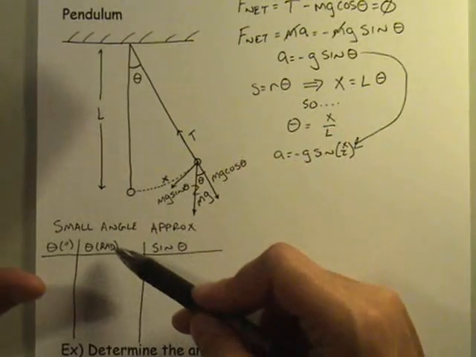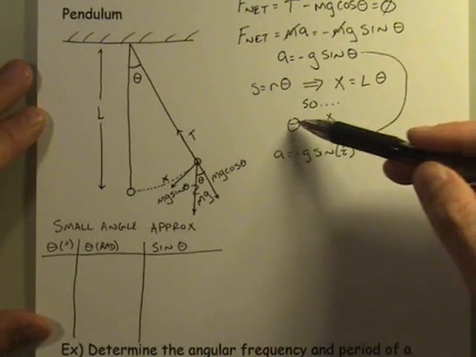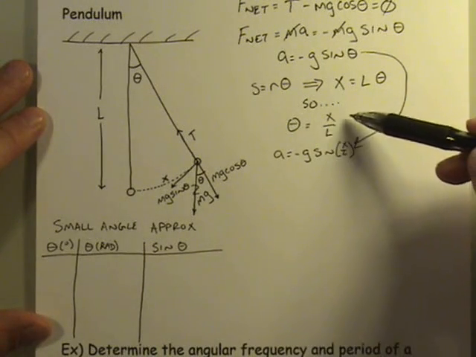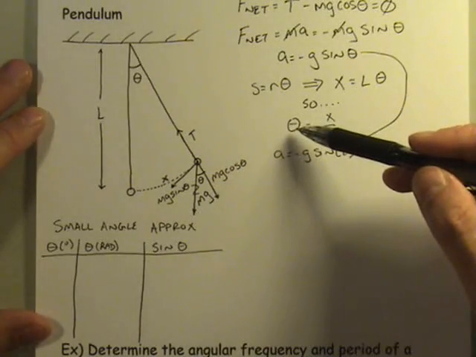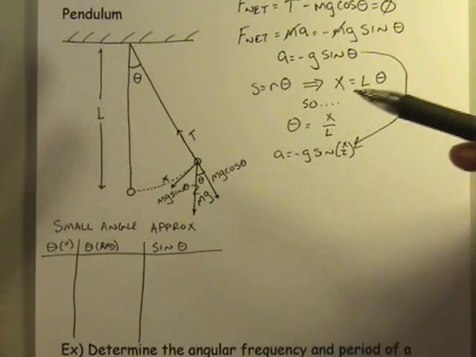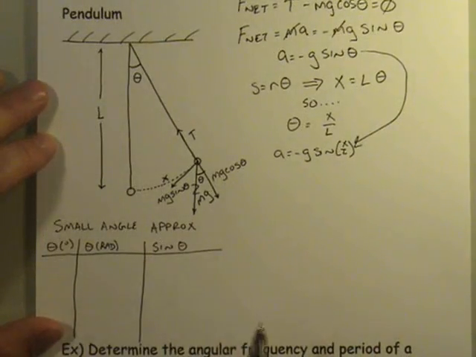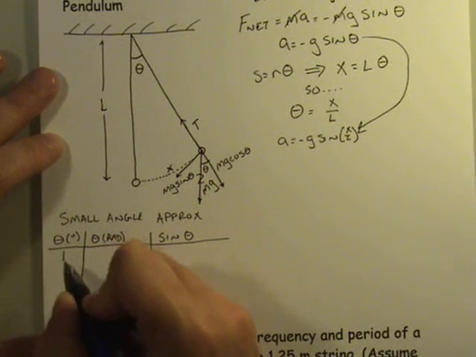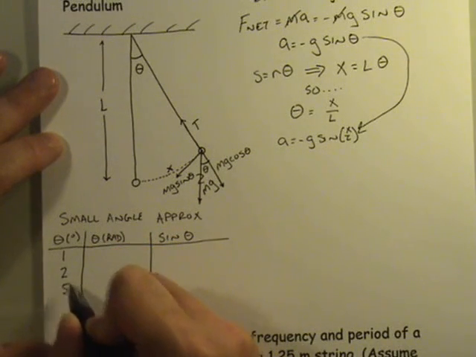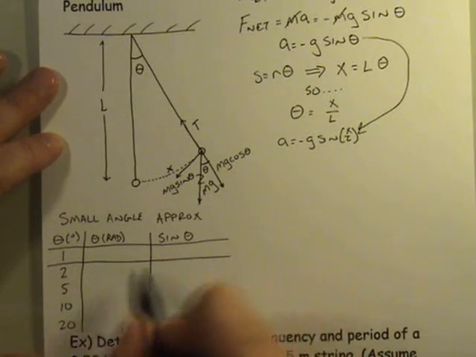Just to remind you, radians are not technically considered to be a unit anyways, because if you notice, the angle is being measured in terms of a distance divided by another distance. These units are going to cancel out. So the measure of an angle in radians is really not technically considered to have any units. Both of these two numbers are going to be numbers which have no units. So let's look at a couple of different angles. We'll do 1, 2, 5, 10, and 20.